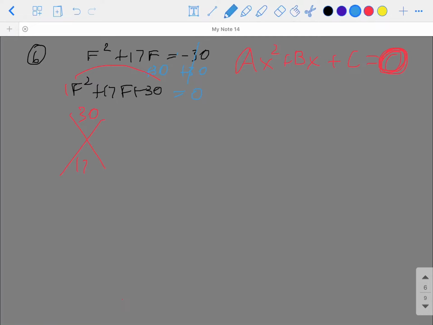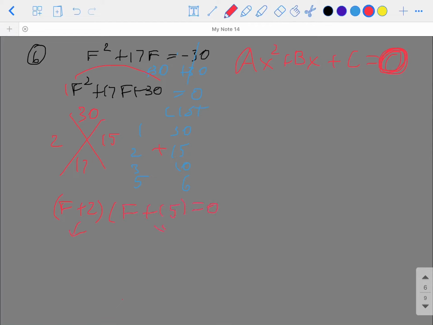And from here, get into the habit of writing out the list of 30. 1 and 30, 2 and 15, 3 and 10, 5 and 6. The factors that add up to 17 is 2 and 15, so this becomes 2 and 15. F plus 2, f plus 15 is equal to 0.